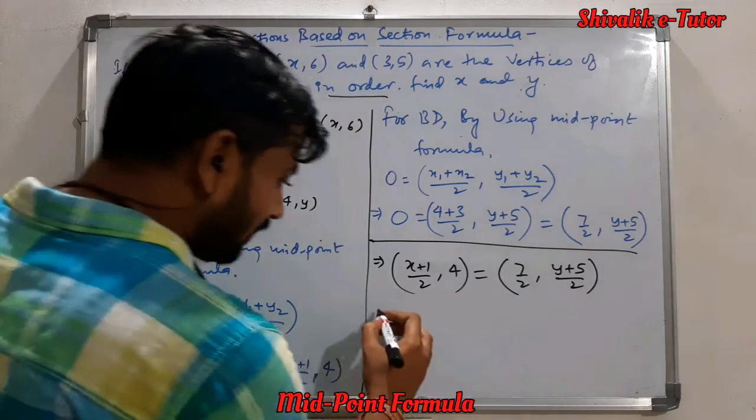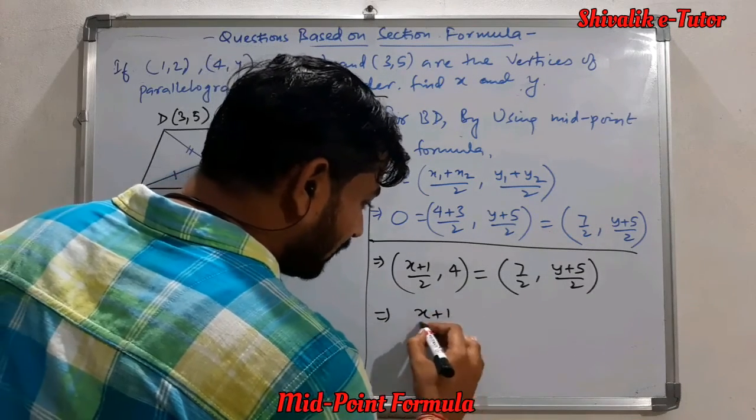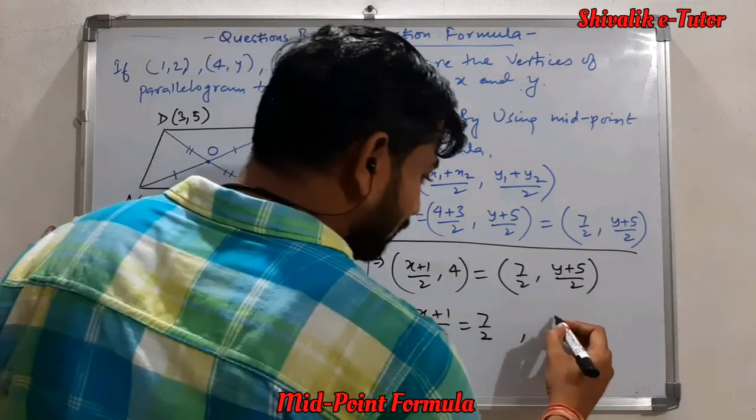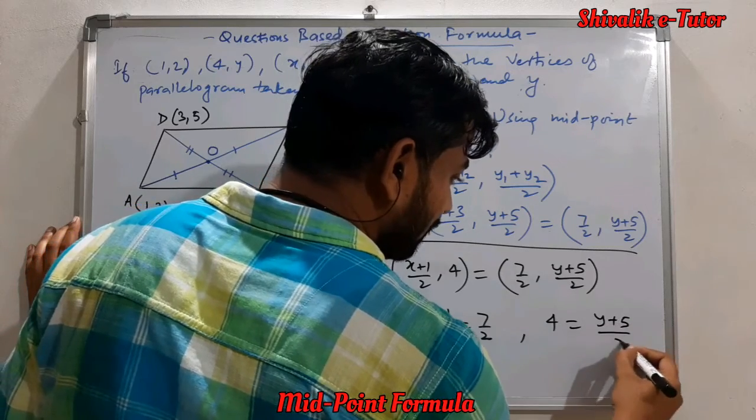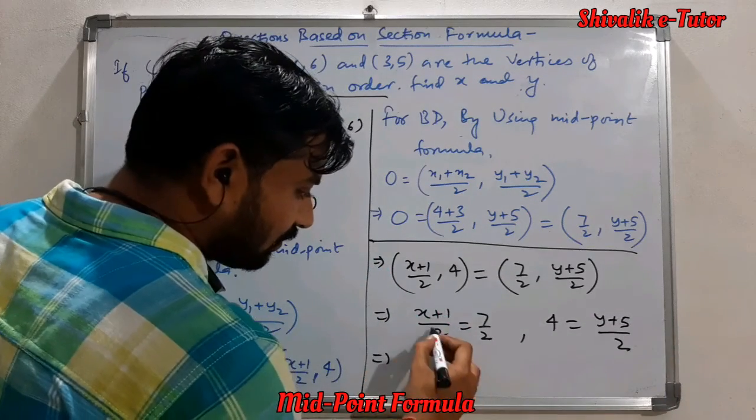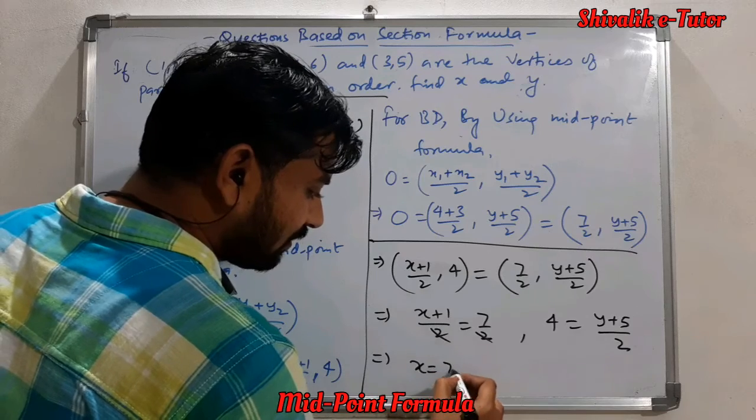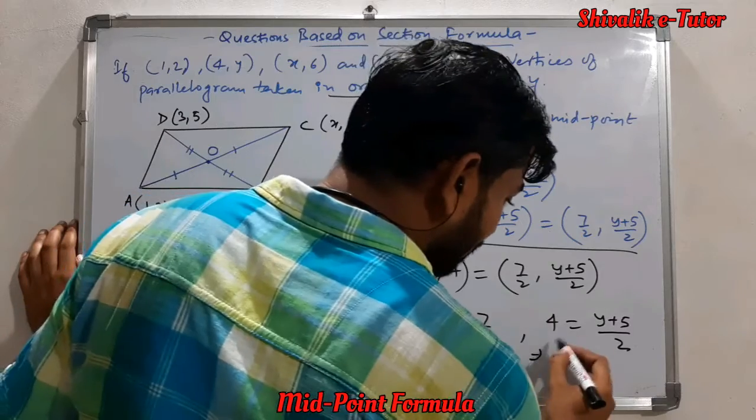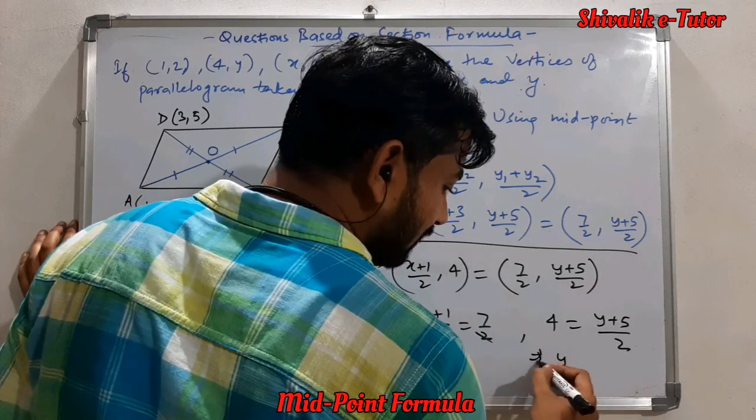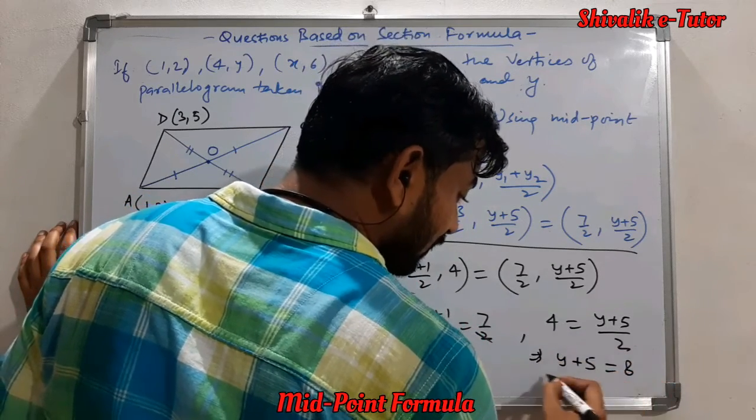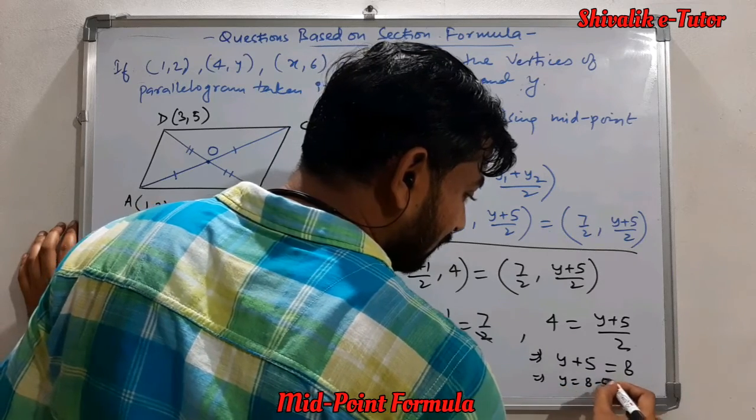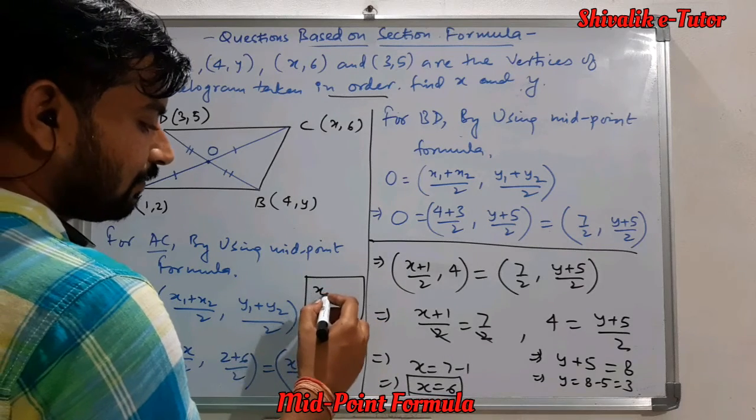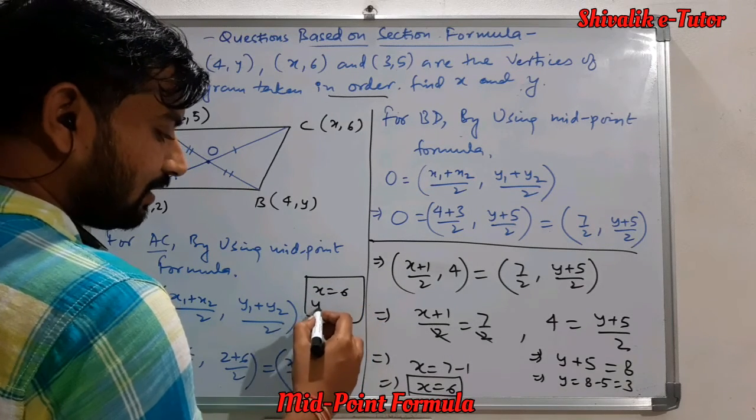So on solving this, we get two equations. The x coordinate will be equated to the x coordinate of the other point, and the y coordinate will be equated to the y coordinate of the other point. When you solve this, the 2 cancels out with the 2, so the value of x will be 7 minus 1, that is 6. And when we solve the other, the 2 comes to the LHS, so y plus 5 is equal to 8, and y is 8 minus 5, which is 3. So we get the values of x as 6 and y as 3.